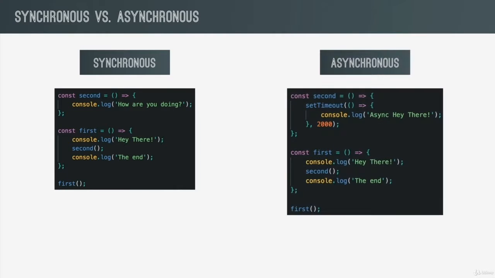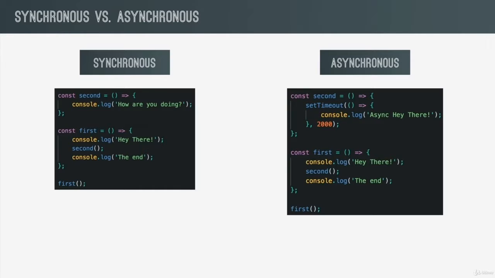Now this here is an example from our previous lecture, and as we learned, this one involves some asynchronous JavaScript. So again, the first function gets called, logs hey there to the console, and then calls the second function. Now this function calls the setTimeout function, which is basically like a timer that will execute the callback function that we passed into it after 2000 milliseconds.